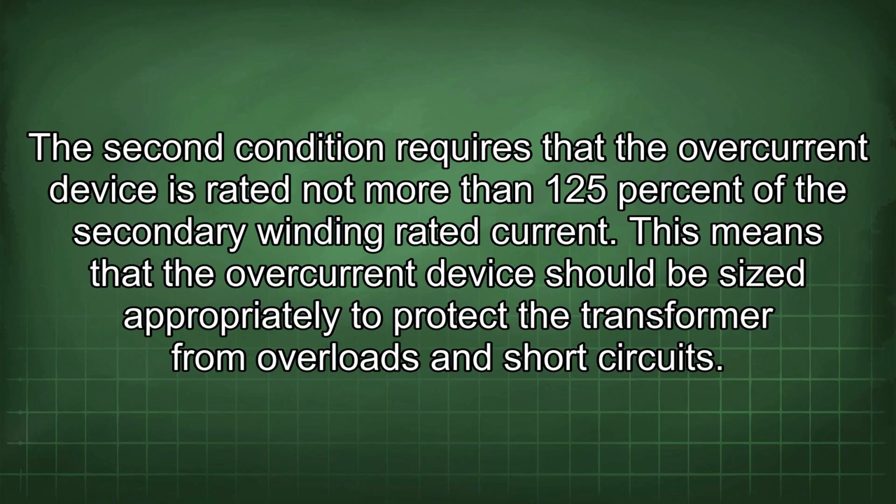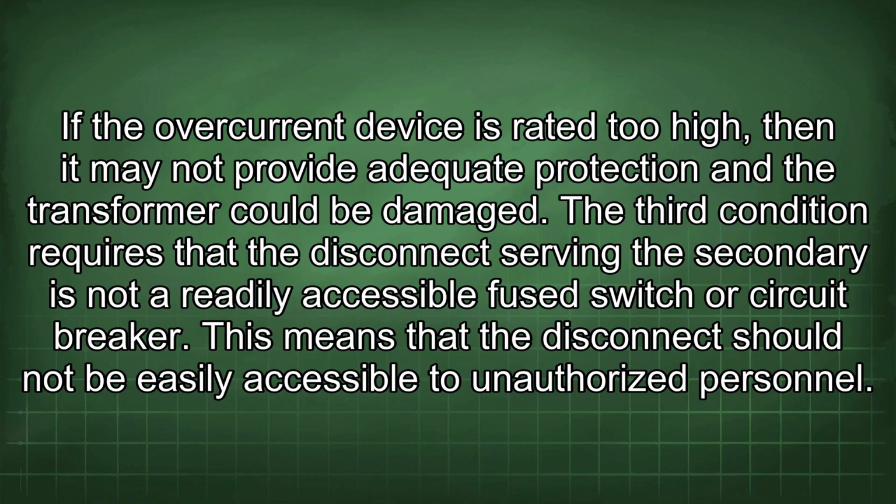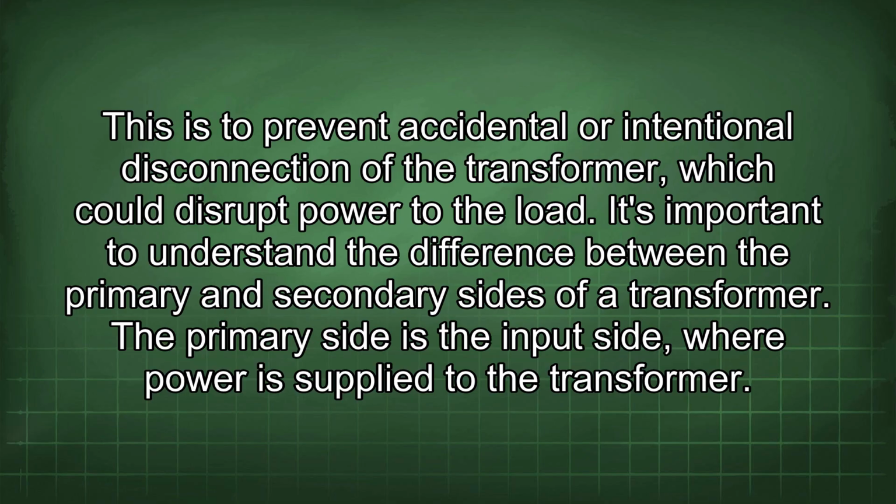The second condition requires that the overcurrent device is rated not more than 125% of the secondary winding rated current. This means that the overcurrent device should be sized appropriately to protect the transformer from overloads and short circuits. If the overcurrent device is rated too high, then it may not provide adequate protection and the transformer could be damaged. The third condition requires that the disconnect serving the secondary is not a readily accessible fused switch or circuit breaker. This means that the disconnect should not be easily accessible to unauthorized personnel. This is to prevent accidental or intentional disconnection of the transformer, which could disrupt power to the load.